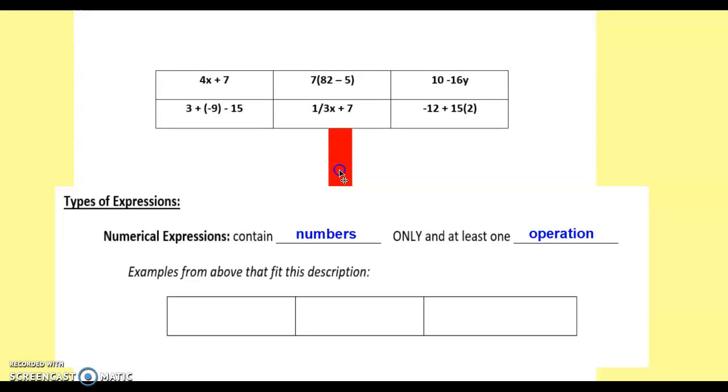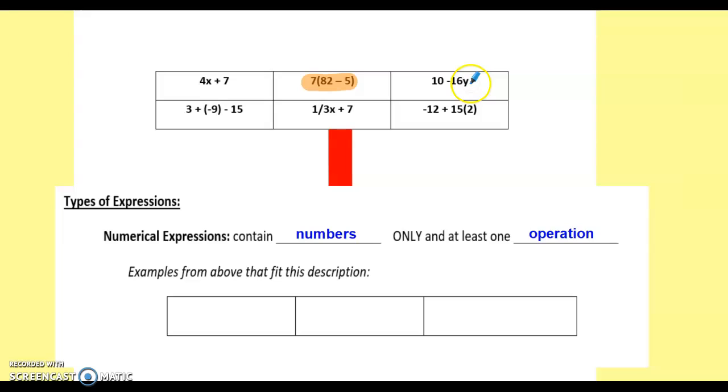So kind of looking at those examples that we reviewed on the first page, which would be examples that fit this description. So we're going to go through and highlight these. So looking at this first one, 4x plus 7. This actually has a variable, right? You see that x? Because it has a variable, it is not considered a numerical expression. Looking at the second one, 7 times the quantity 82 minus 5. This one is definitely a numerical expression. It only has numbers and it contains operations.